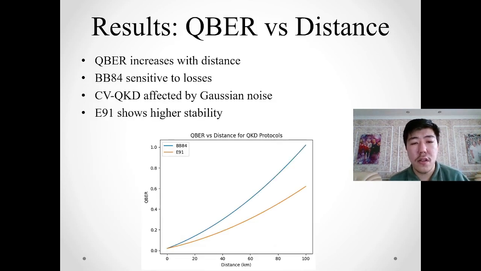So the first result is QBER versus distance. As the communication distance increases, photon losses increase as well. These losses reduce the number of detected photons and increase the error rate. In the BB84 protocol, QBER rises rapidly with distance. In CVQKD, the secret key rate decreases gradually. The E91 protocol demonstrates better stability because entanglement allows better detection of disturbance.